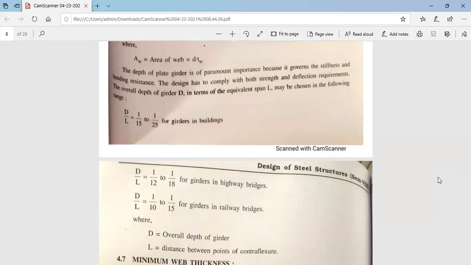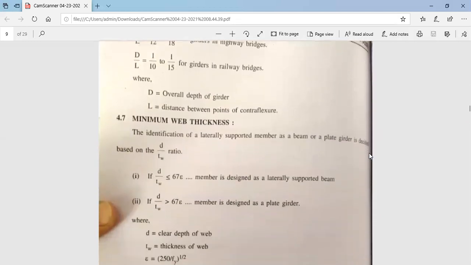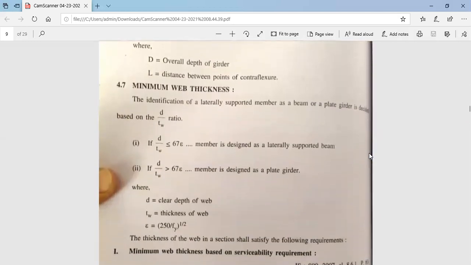The overall depth of girder D in terms of equivalent span L may be chosen in the following range. D by L is equal to 1 by 15 to 1 by 25 for girders in buildings, while in highway bridges D by L is equal to 1 by 12 to 1 by 18, and in railway bridges D by L is equal to 1 by 10 to 1 by 15. Here D is equal to overall depth of the girder, L is equal to distance between points of contraflexure, right?